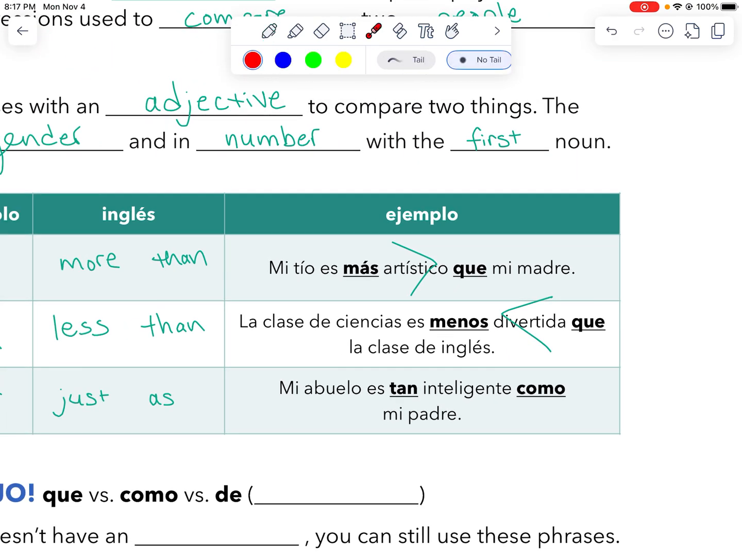And then finally, mi abuelo es tan inteligente como, so when you have tan como, I think, equals just as, tan inteligente como mi padre. My grandpa is just as intelligent as my father.